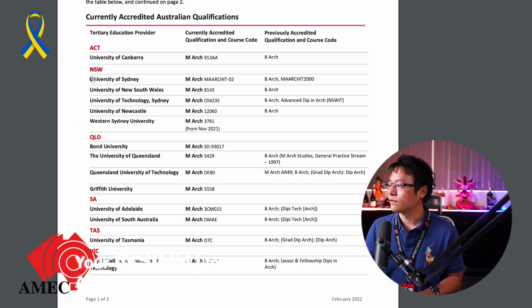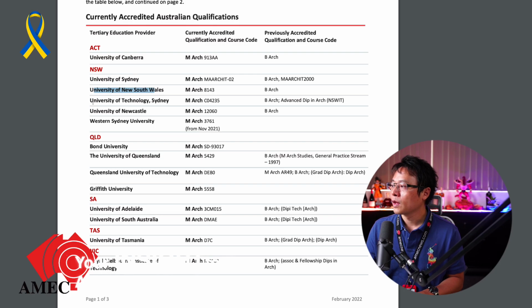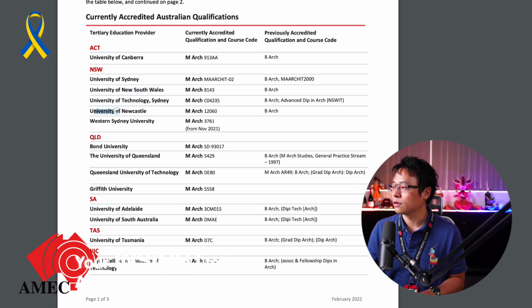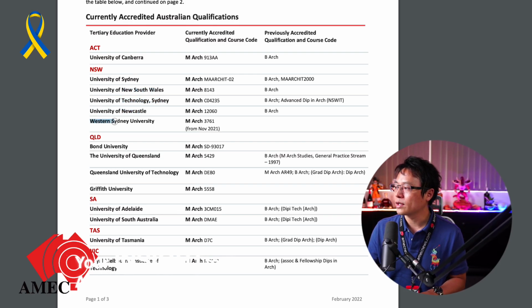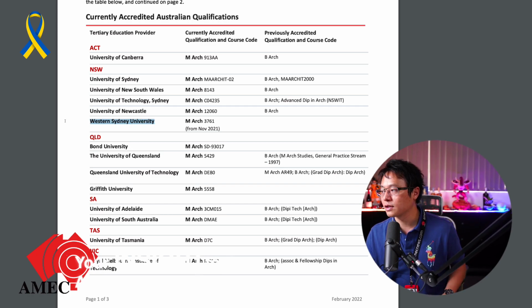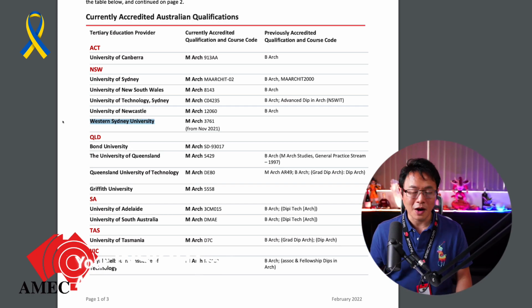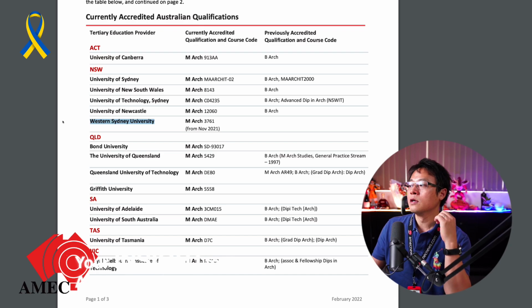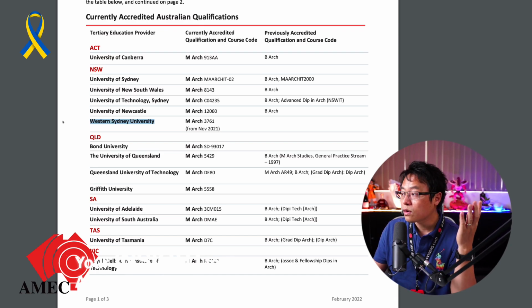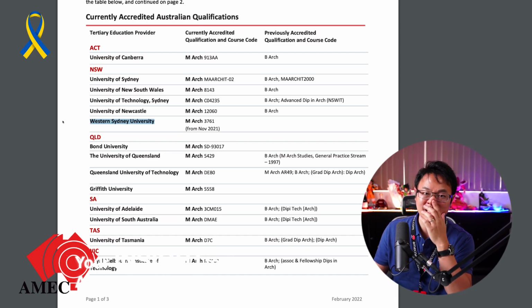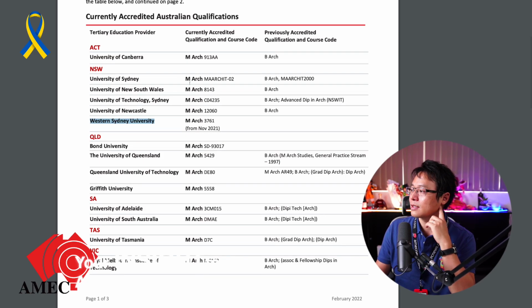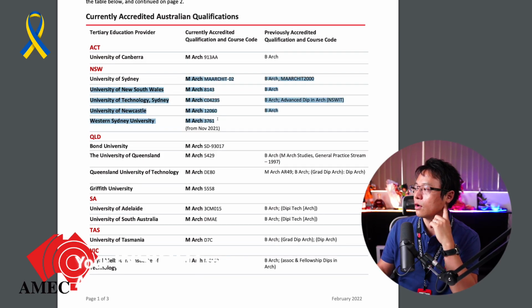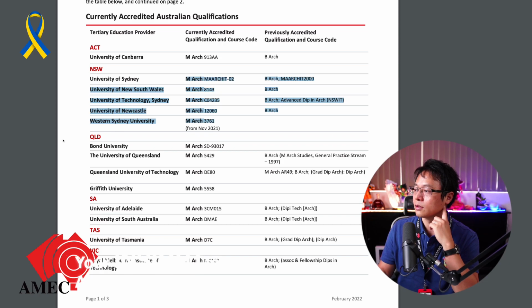So University of Sydney, University of New South Wales, UTS, University of Newcastle, and Western Sydney University. So that will be the 5 universities. For example, if you go to University of Wollongong, nope, you don't get that there. And you can see that it's all required to go up to master courses.